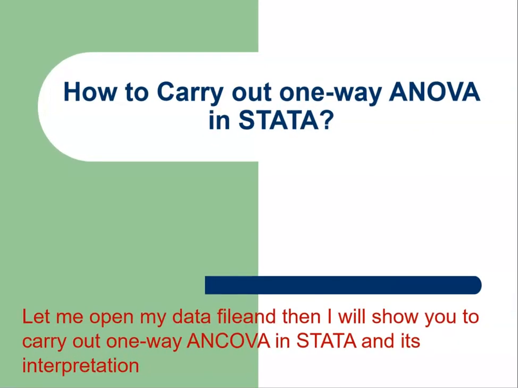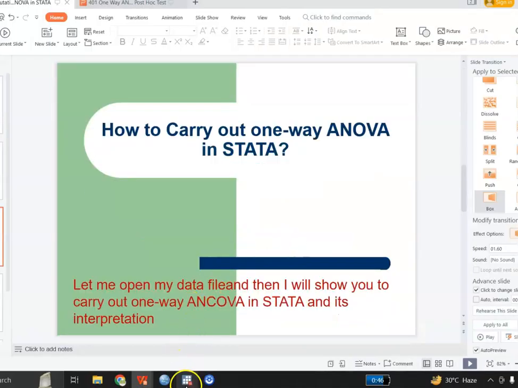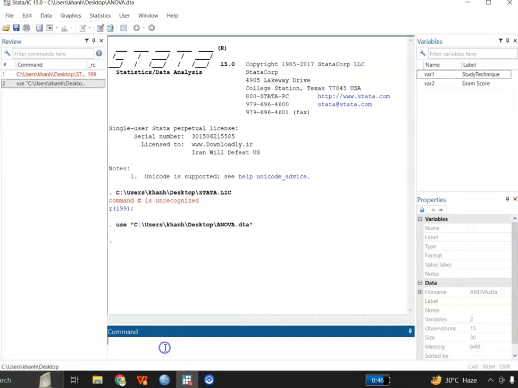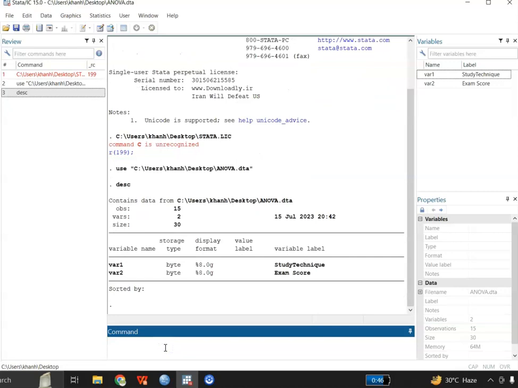So how to do that? I'll open my STATA data, the file that I have saved in STATA, and show you. So here is my data. Let me describe this. There are two variables, variable 1 and variable 2. Variable 1 is studying technique and variable 2 is exam score. And I want to use one-way analysis for multiple comparison.